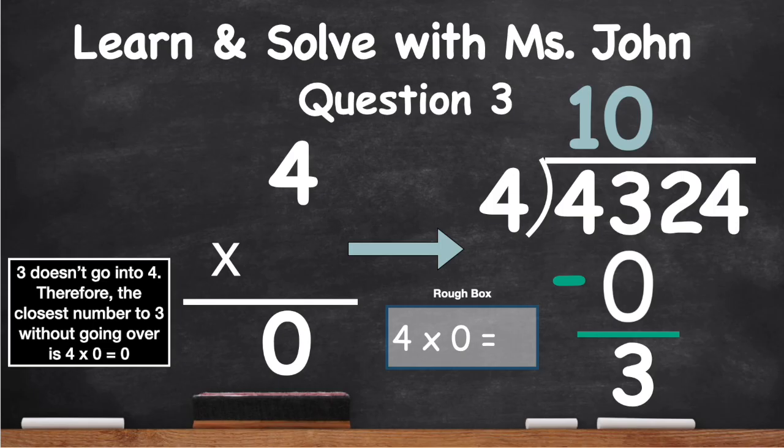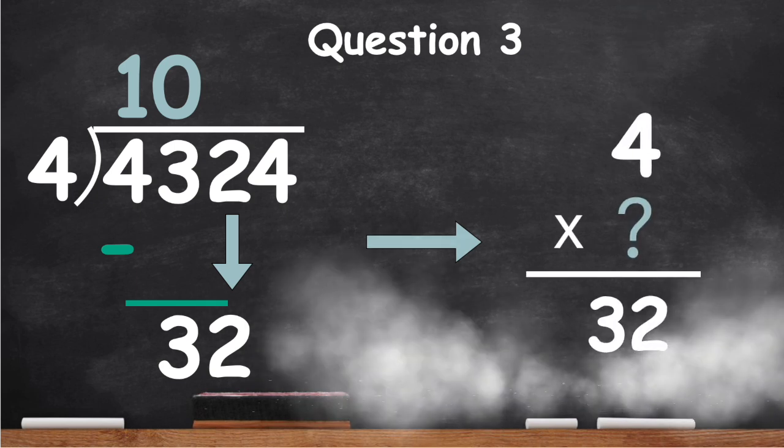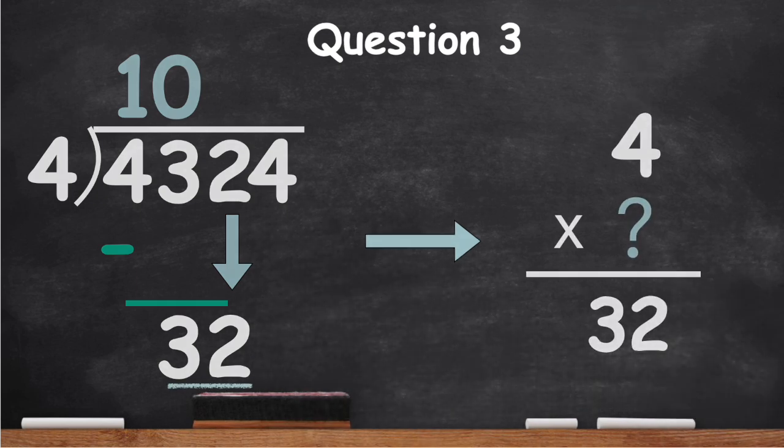Now we have to bring that 2 down beside the 3. Okay, so now we're going to work with 32. So 4 times what equals 32?